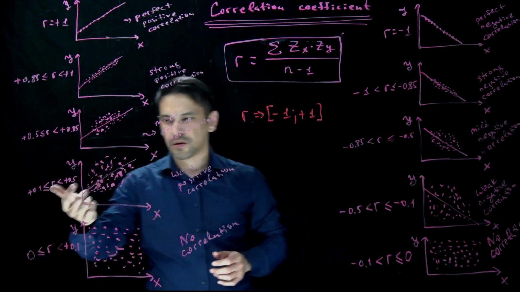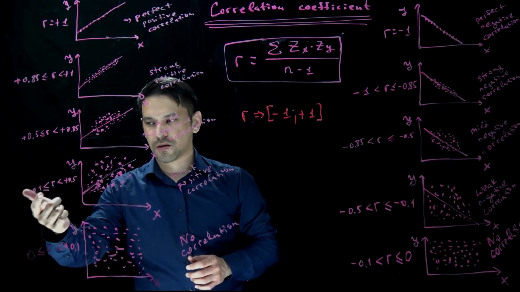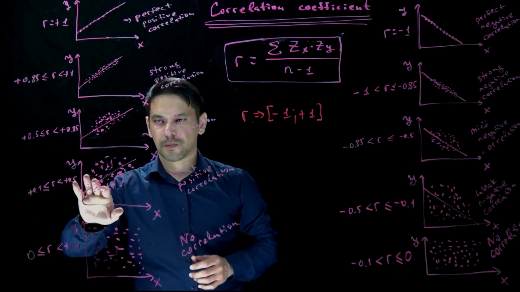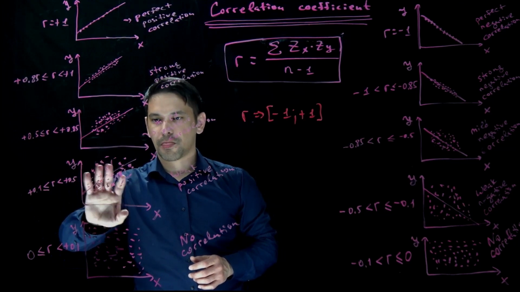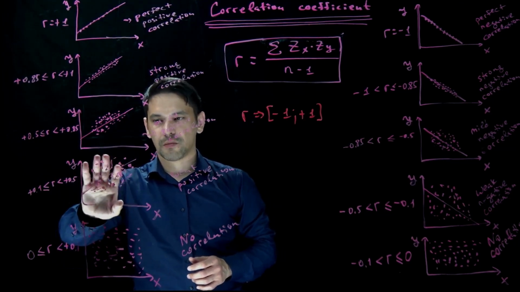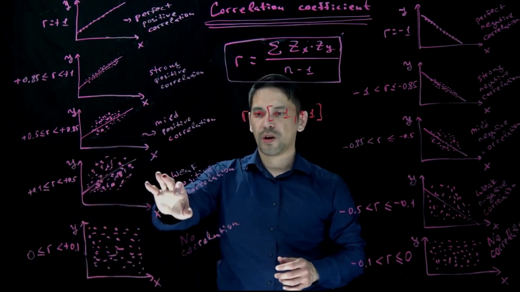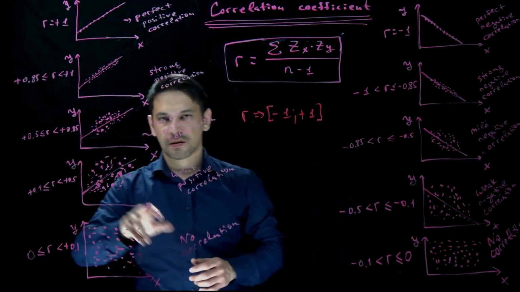Now, if the correlation coefficient is less than 0.5, but greater than or equal to plus 0.1, then it means that the dots are quite far from the regression line. Some of the dots are close to the line, but most of the dots are quite far from the regression line. And that means there's a weak positive correlation between the variables x and y.